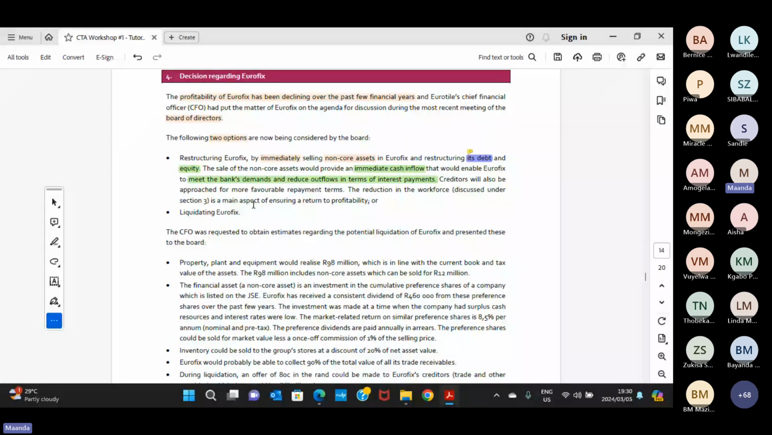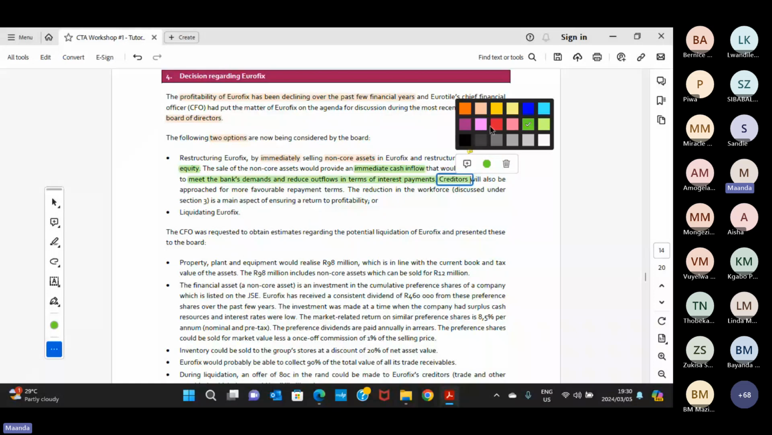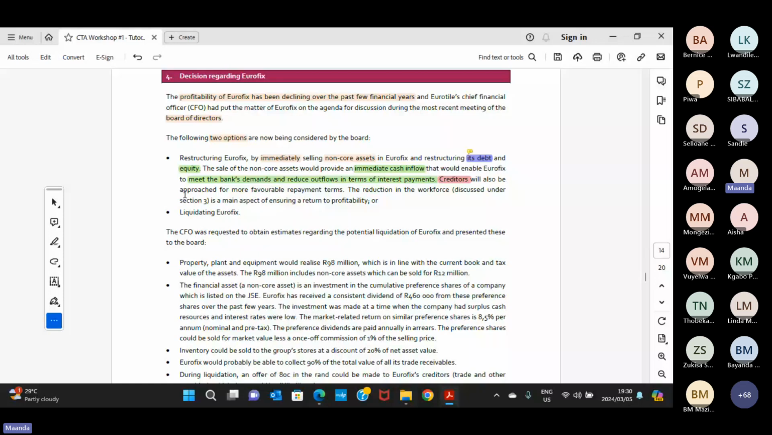I don't know who it was, Asha or Mangisi, who said that we need to use the money from selling the non-core asset to reduce the interest that we are paying. So we can use that, and it means that we can meet some of the obligations, being the interest. All right, so creditors will also be approached for more favorable terms. Again here, someone spoke about us always renegotiating. So how is this a good thing? Are they going to agree? These creditors, have we considered some of those things, right?